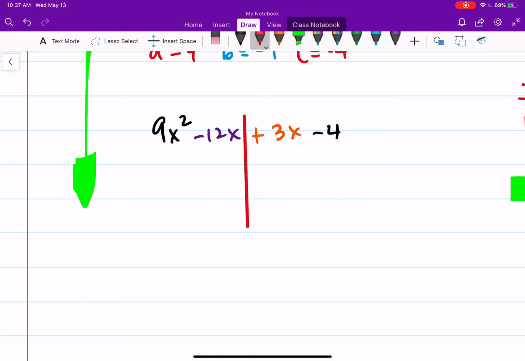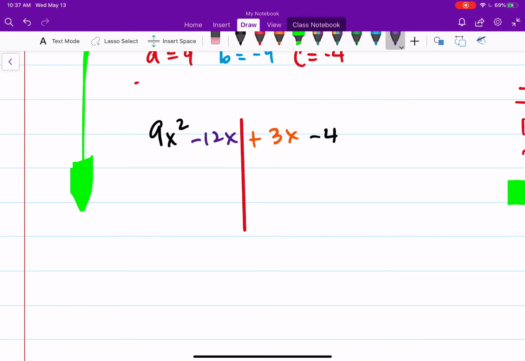I need to find my GCF in the first group. So the GCF in the first group, what goes into 9 and 12? 3 does, and I got to take out x. What do I have left? I got 3x minus 4. Do I have a GCF in the second group? Nope, but I'm going to at least take out 1. That leaves me 3x minus 4. So the third term is not a negative, I don't have to pull a negative.